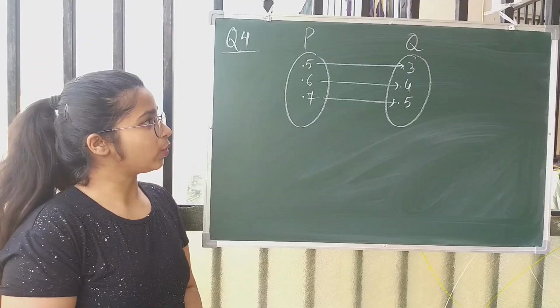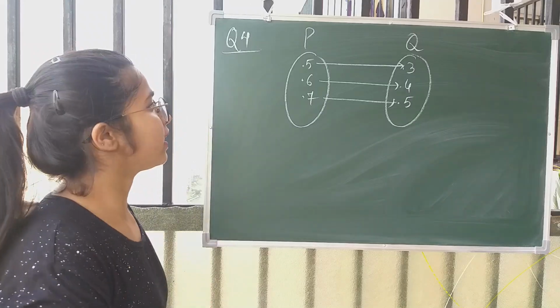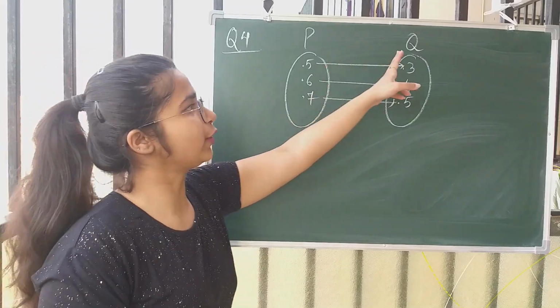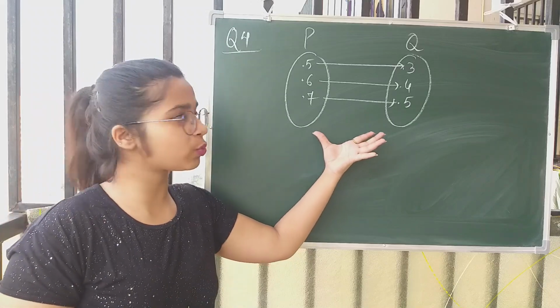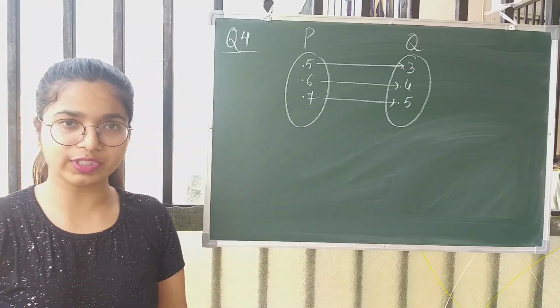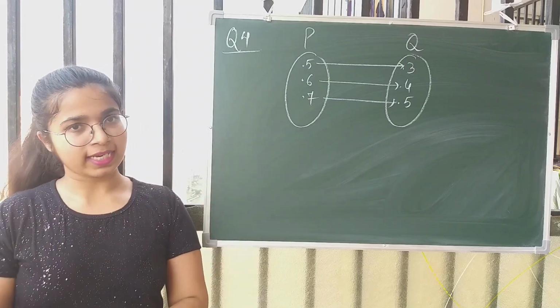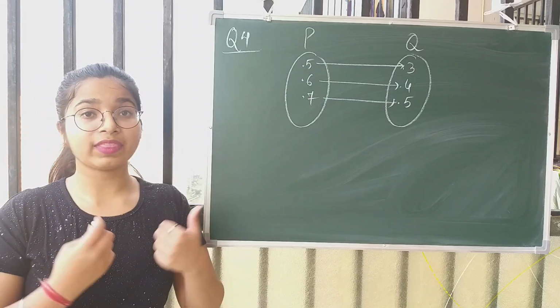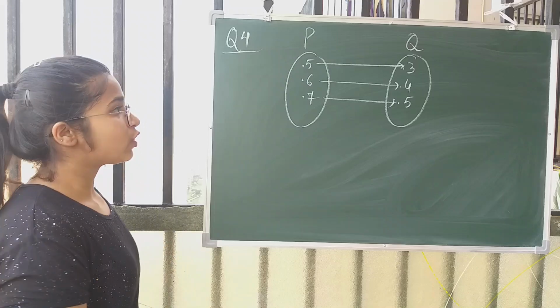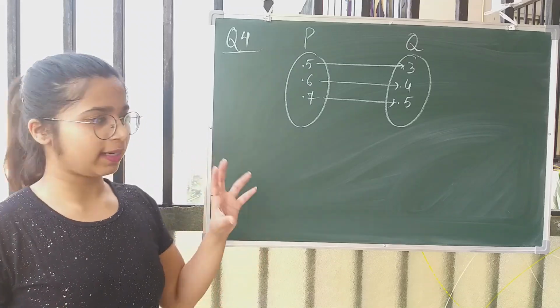So moving on to question 4, it says that there are two sets P and Q जिनके बीच में आपको एक visual representation given है of a relation. इस relation का you have to define it in set builder form, in roster form, and then find the domain and range. So firstly, we define it in the set builder form.